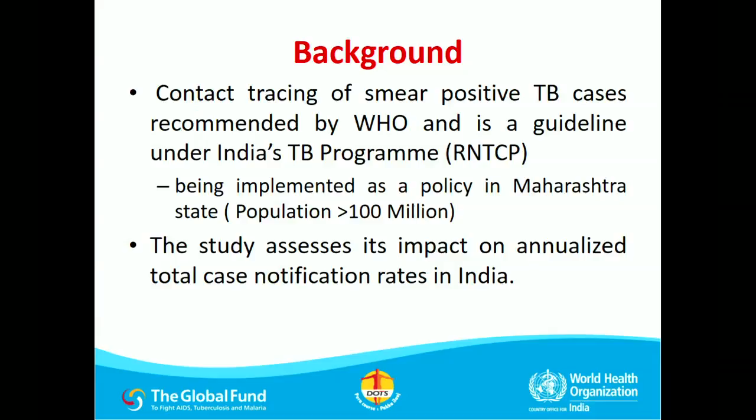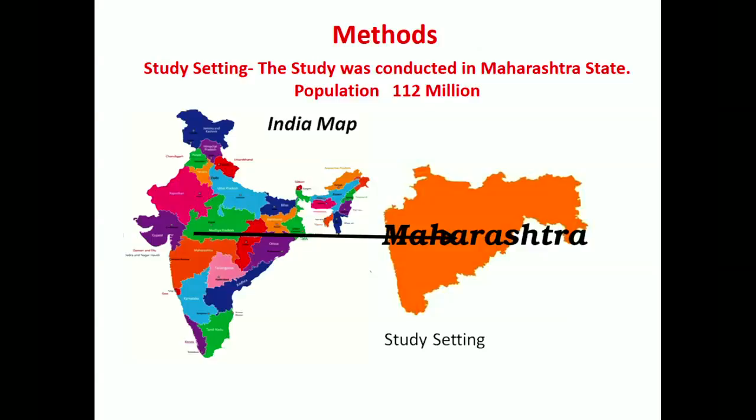Contact tracing of smear positive TB cases is recommended by WHO and is part of the policy and guidelines of the National TB Program as well. In Maharashtra state, this has been implemented as a policy. So we made an attempt to assess the impact of contact tracing on annualized TB case notification rates in India. Maharashtra is a big state, with a population of more than 112 million.